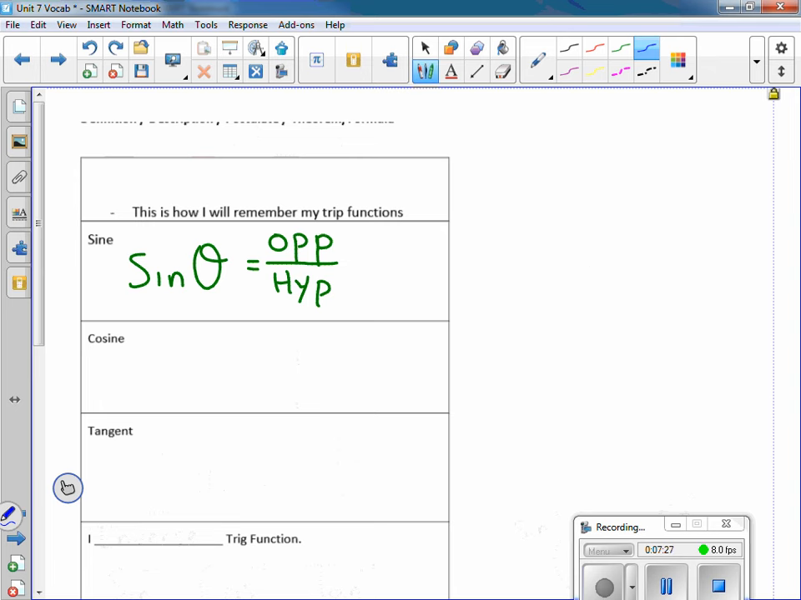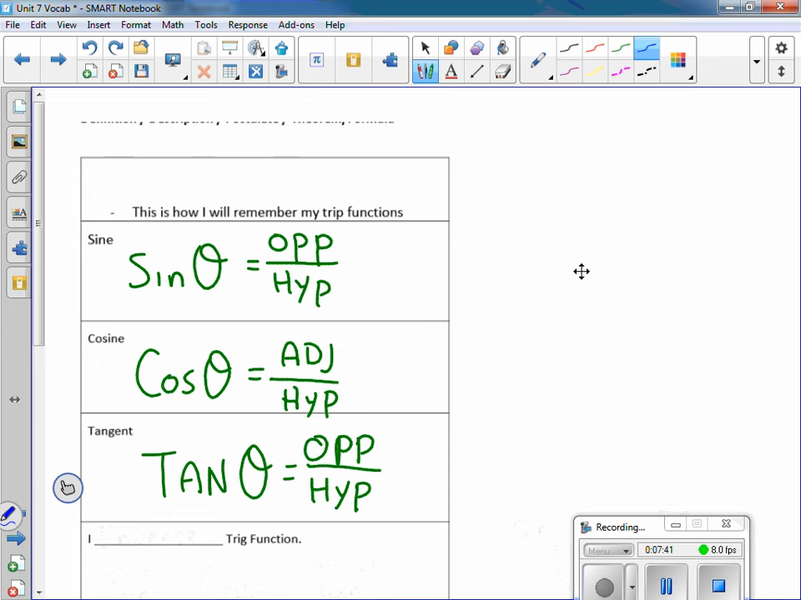Next one, cosine. Cosine is adjacent over hypotenuse. So you have some angle you're looking at, and it's equal to the ratio of one of the adjacent sides over the hypotenuse. The last one is the tangent equals opposite over hypotenuse. Now here's kind of a cool thing that I want you to know.